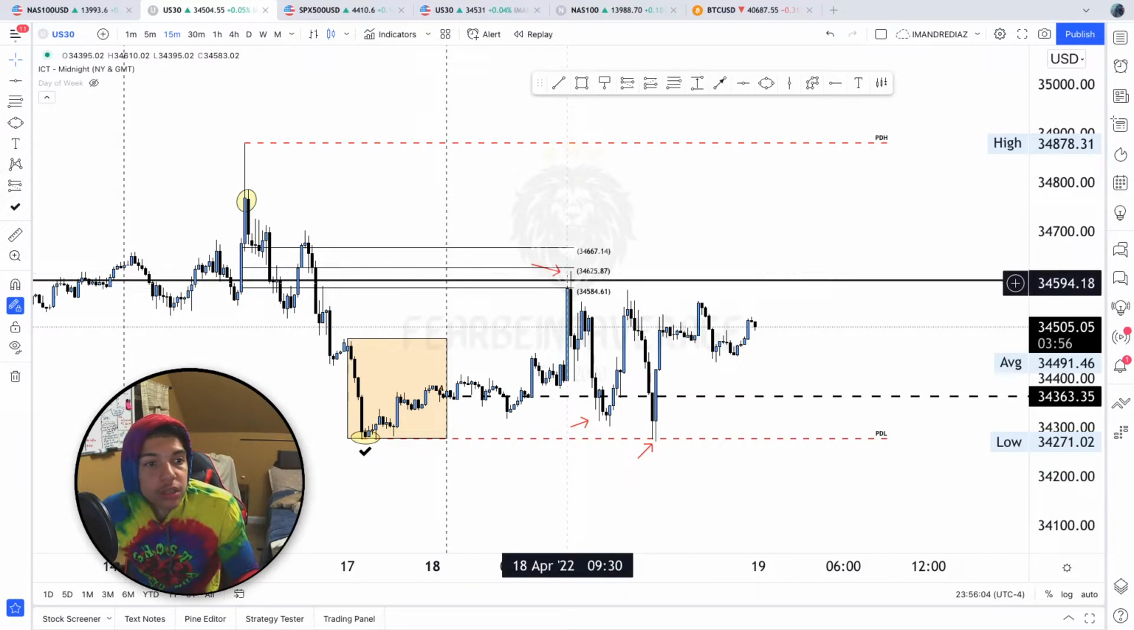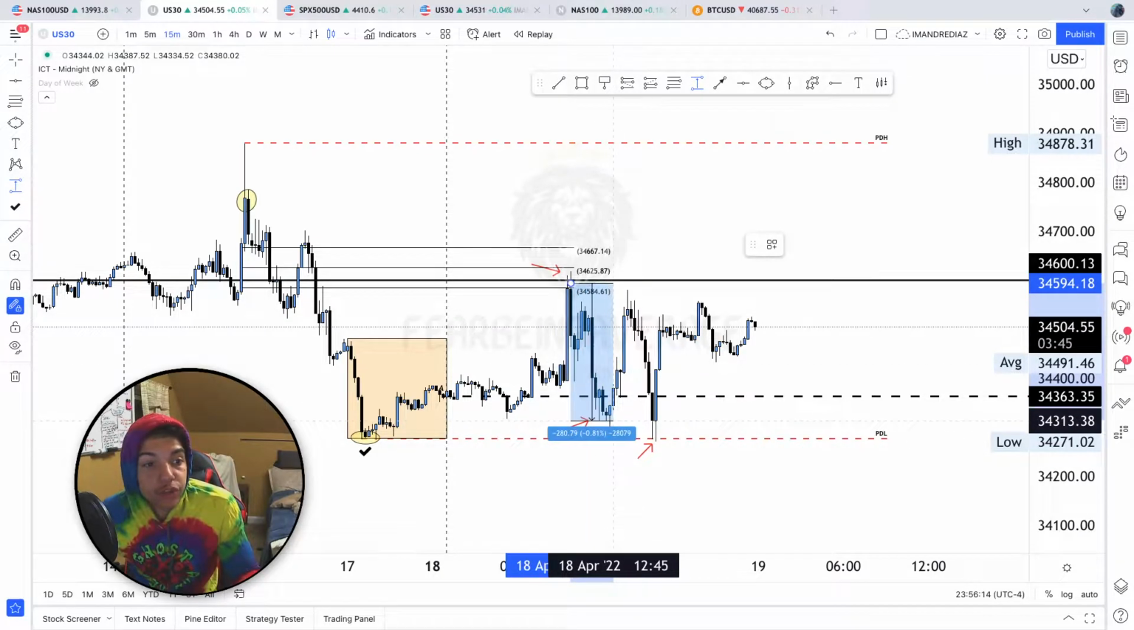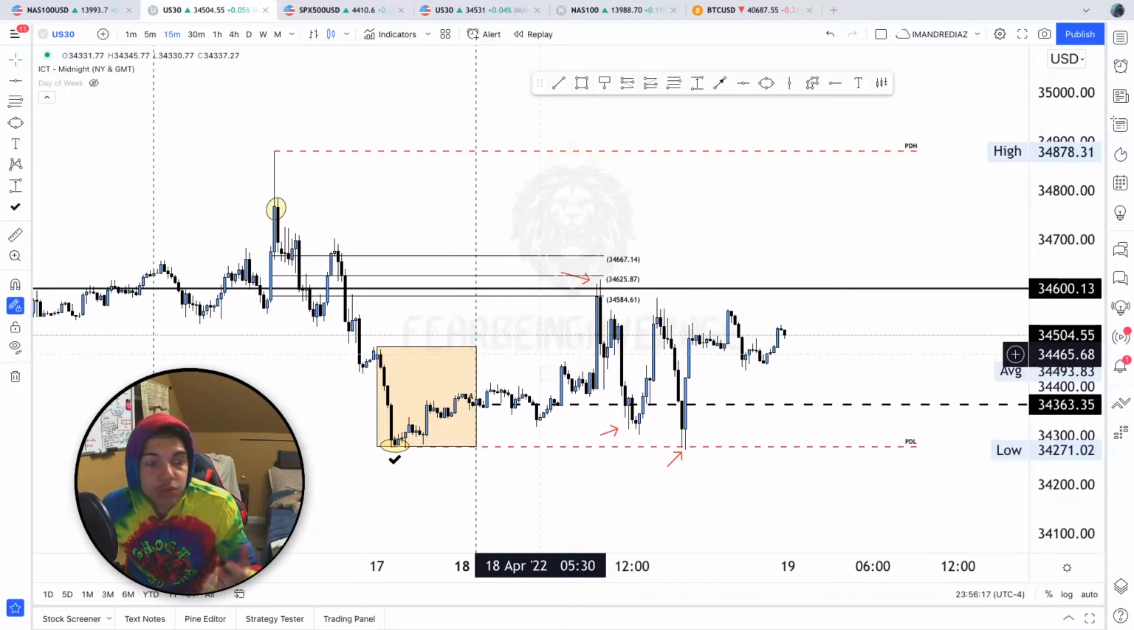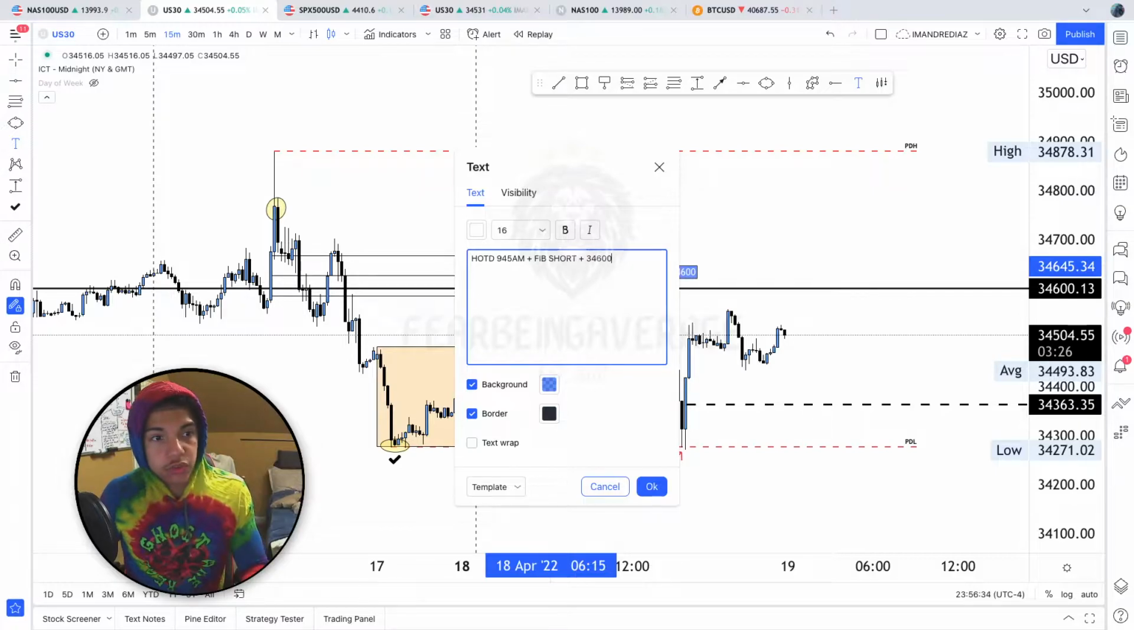This area right here is where I was able to catch my trade. I caught 100 points on US30 from this area right in here, about 100 points for a 1 to 2. Even though I did miss out on an extra 170, 180 points, it is what it is. Nonetheless, I was still able to make money from that trade. So now let's annotate this. We have this high of the day that was made at 9:45 a.m. at our fib short from the previous day's high to previous day's low at 34,600.